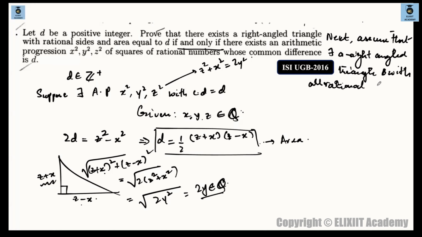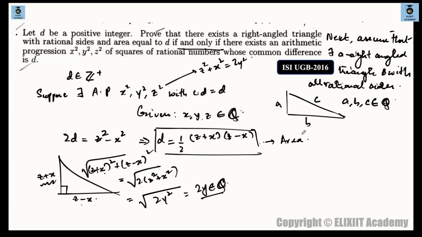Now we are proving the converse basically with all rational sides, ठीक है? मान लो likewise this is the right angle triangle with the rational sides A, B, C. Here A, B and C belongs to Q, ठीक है? We have to prove that there exists an AP. What we will prove? We will prove that there exists an AP of squares of the rational numbers with common differences equal to D. समझ पा रहे हो ना?